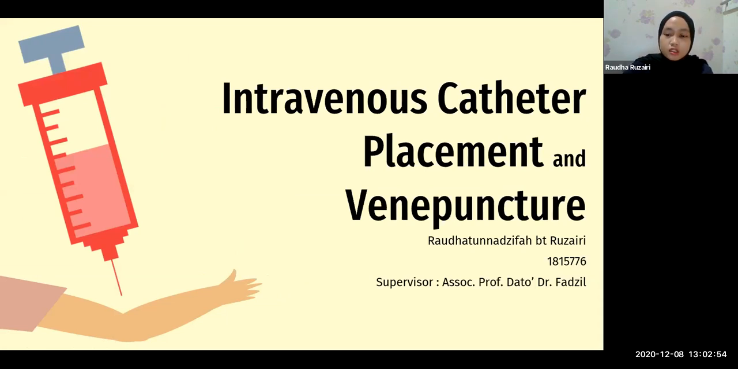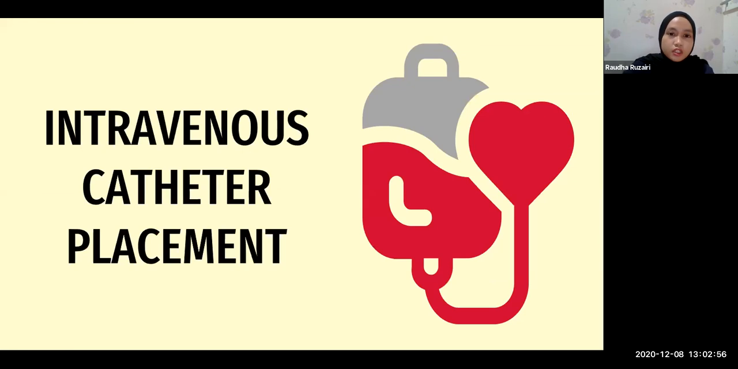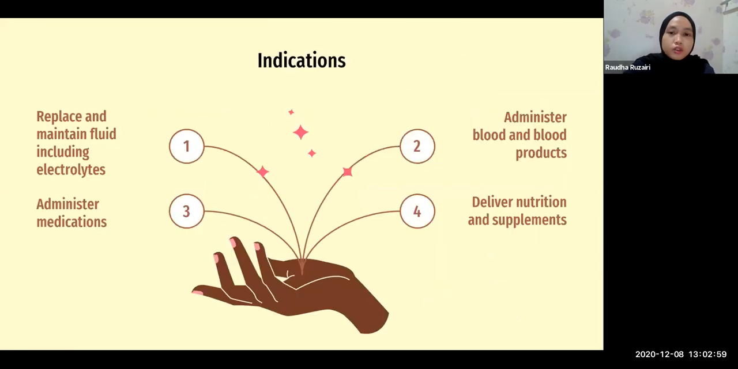So we'll start with intravenous catheter placement. For the indication of IV placement, first is to replace and maintain fluid, including electrolytes, such as when the patient has fluid loss related to decreased intake or diarrhea, so the patient may require intravenous therapy.